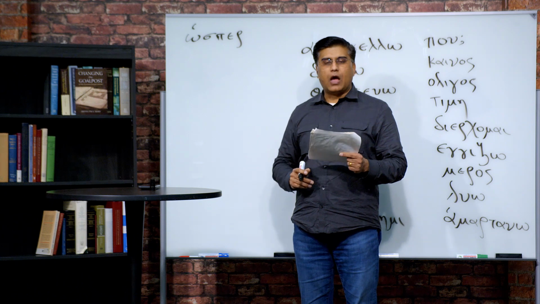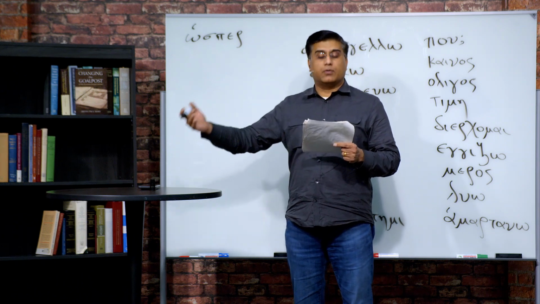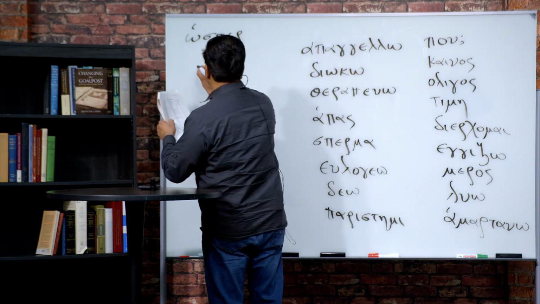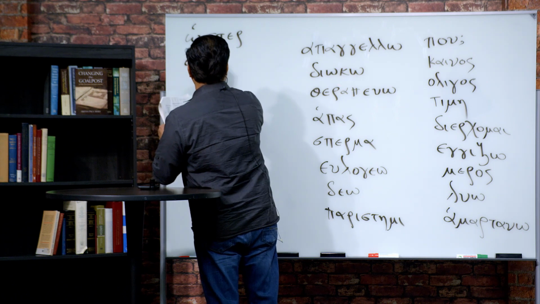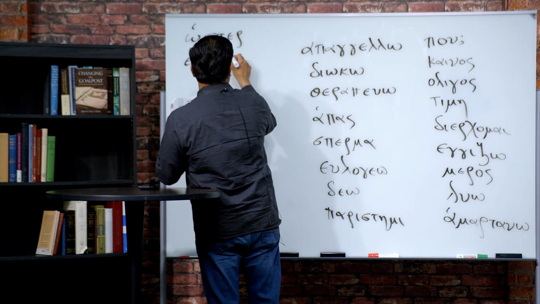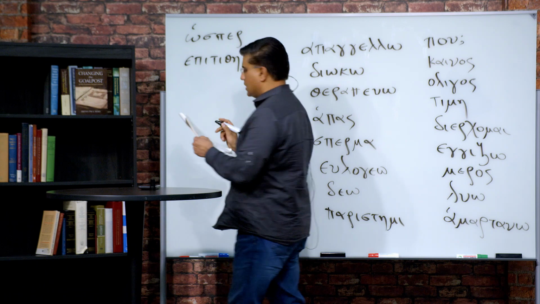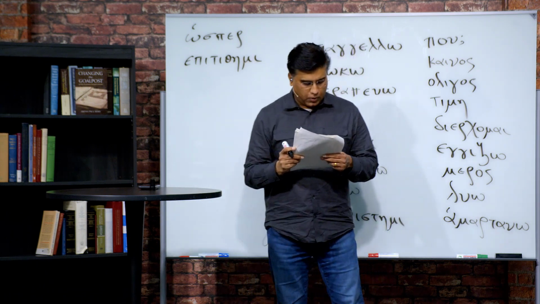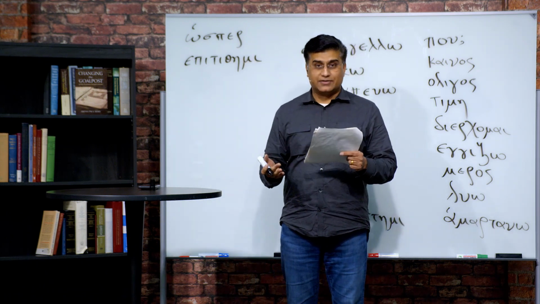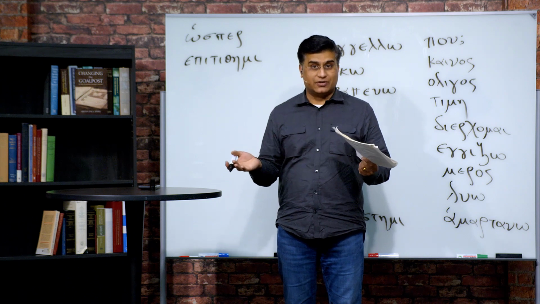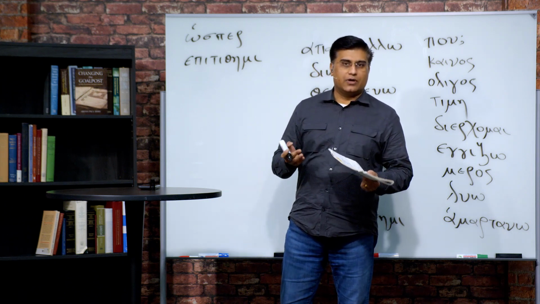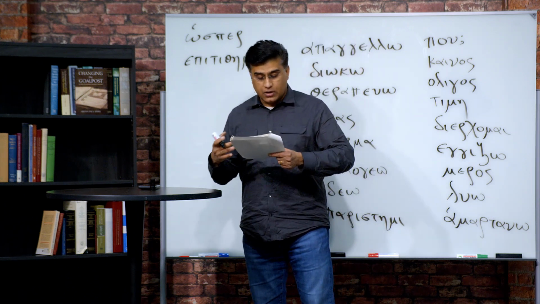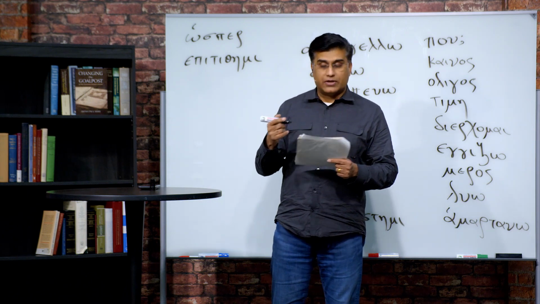Epitithemi, I lay upon or put upon. Epitithemi is I lay upon or I put upon. Next is anastasis, resurrection. That's where we get the name Anastasia. Anastasis, resurrection.